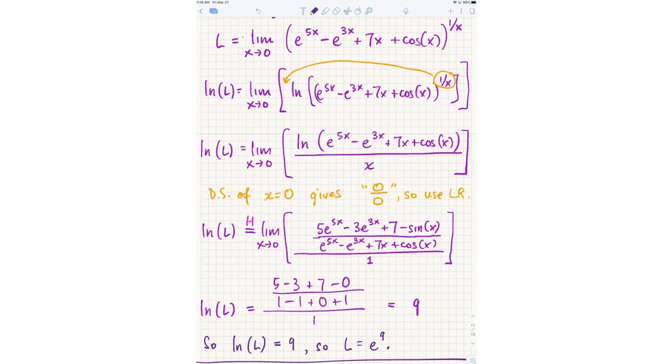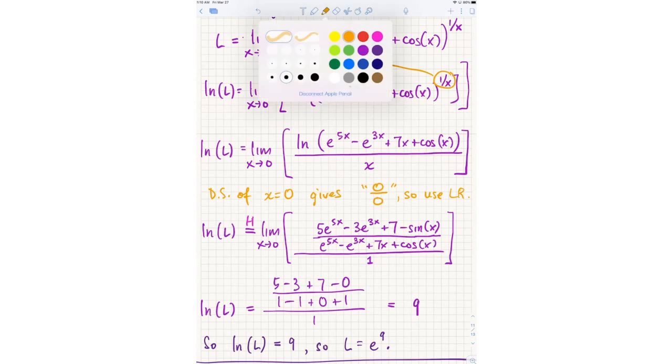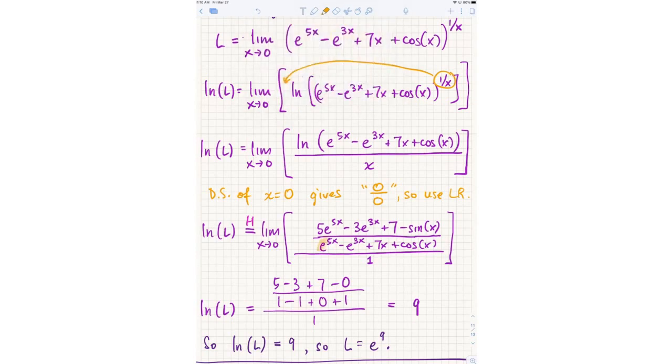How did you get 5 e to the 5x? So what is the derivative of e to the 5x? That derivative is 5 e to the 5x. Remember, that's from chain rule.